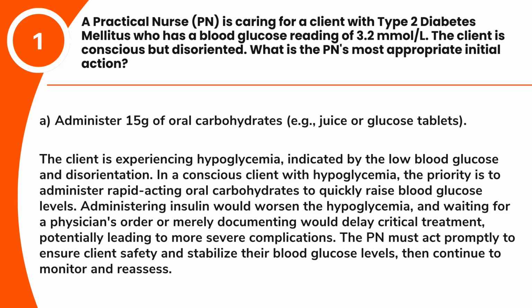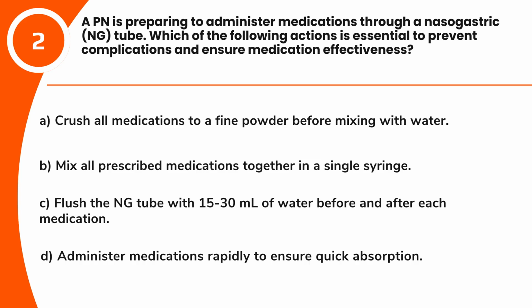The PN must act promptly to ensure client safety and stabilize their blood glucose levels, then continue to monitor and reassess. Question 2. A PN is preparing to administer medications through a nasogastric, NG, tube. Which of the following actions is essential to prevent complications and ensure medication effectiveness?